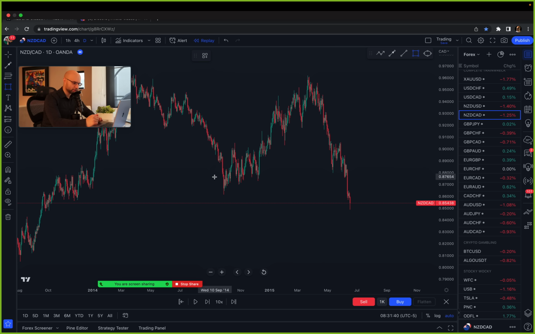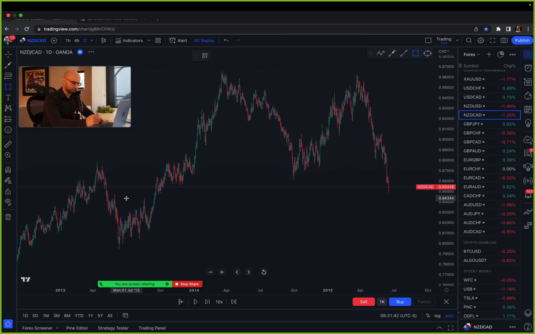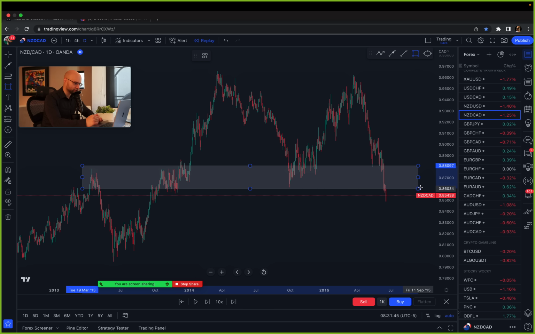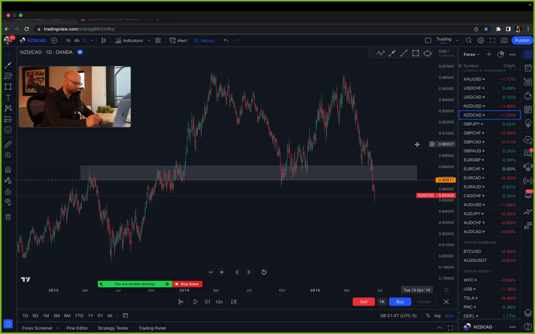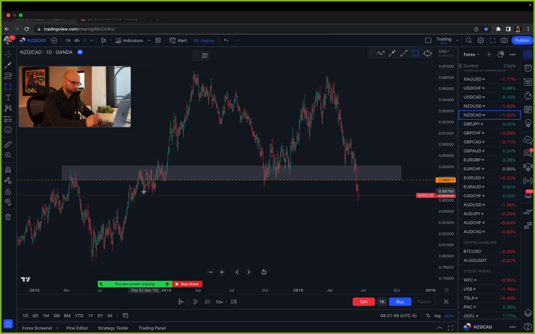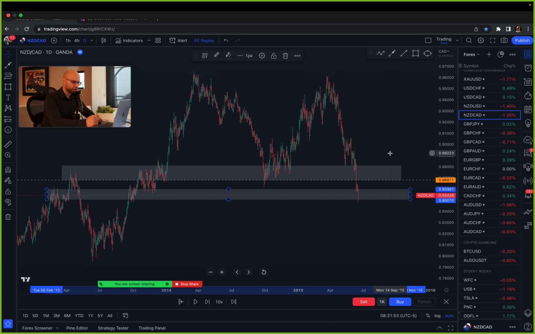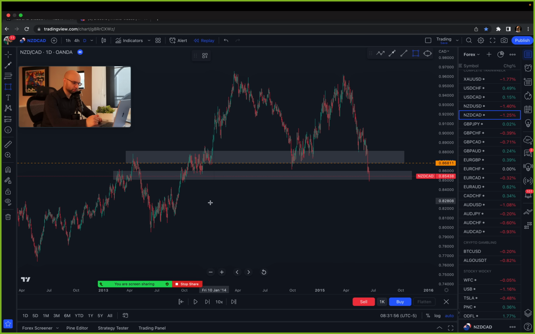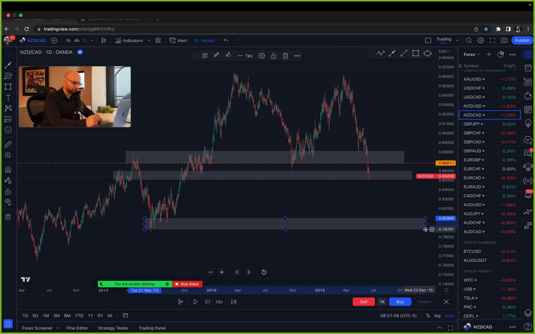So let's draw some basic support resistance zones. Look, you barely have to do any work when it comes to this. You can just glance at the chart and draw zones wherever you think price is going to bounce. And it doesn't even really matter if you get it right. It's kind of stupid. You barely have to do anything.